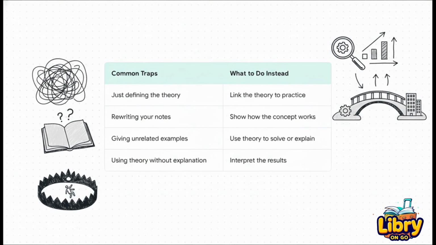Now, this is super important because here are the common traps we all fall into and, of course, what to do instead. The biggest mistake, over on the left, is just defining the theory. All that proves is that you can memorize something, not that you understand it. So instead, look over to the right. Your job is to build that bridge we were talking about, to explicitly link the theory to the real-life situation, and then, and this is key, explain what that connection actually tells us.